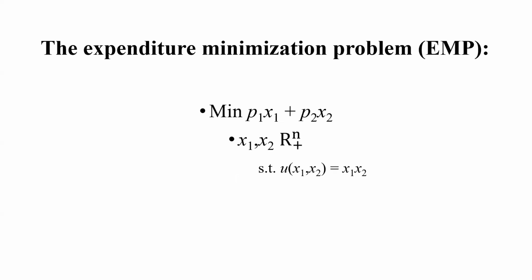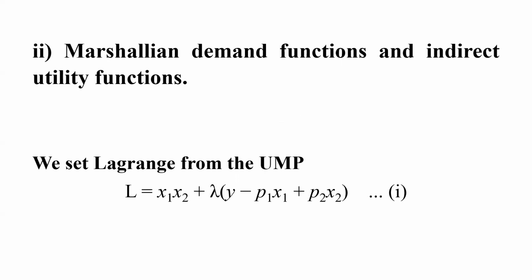And the next is the expenditure minimization problem, which is EMP. It is the minimum of the price of x1, p1 x1, plus the price of x2, p2 x2, the sum of these, where x1 and x2 are real numbers, subject to the utility u(x1, x2) = x1 x2. My next slide is about the Marshallian demand function and the indirect utility function.